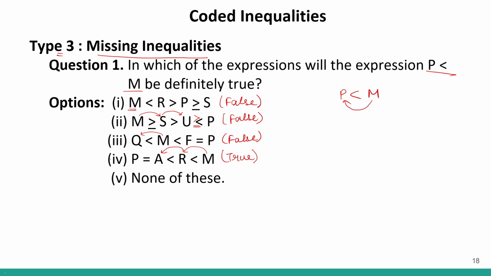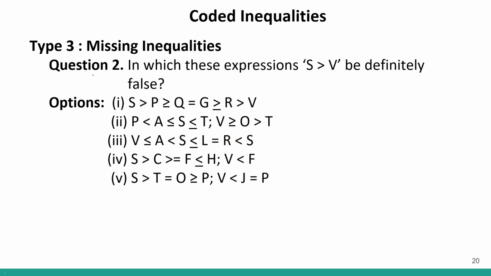Correct? So my answer will be option number 4. Option number 4, M is greater than P. Definitely greater than P. Okay? Now, Question number 2 says that we have to find an expression where S is greater than V is definitely false.